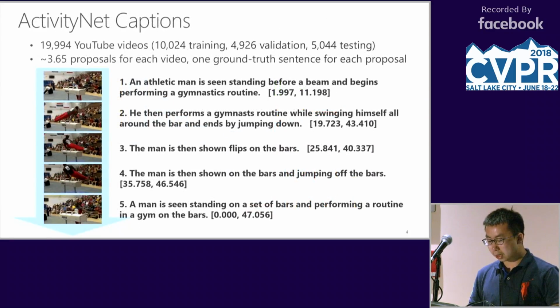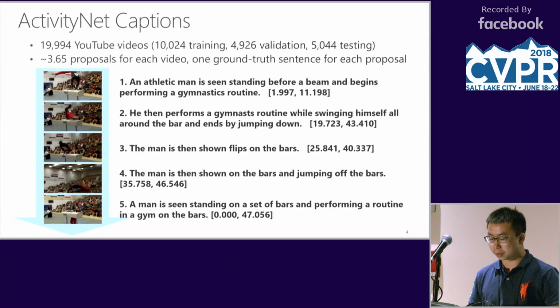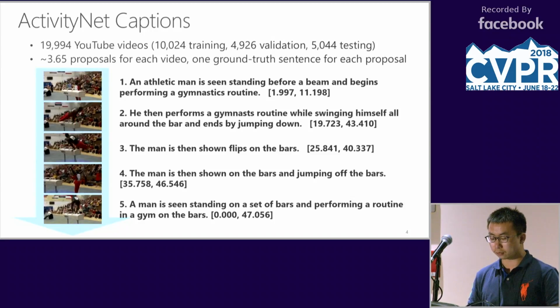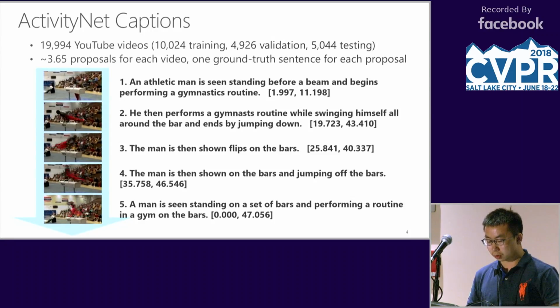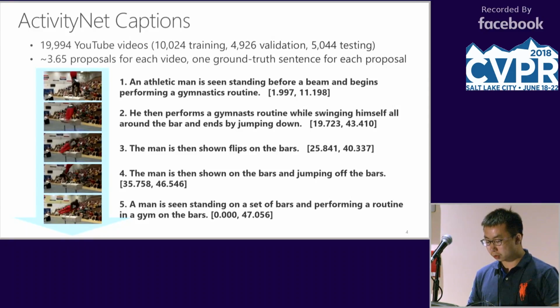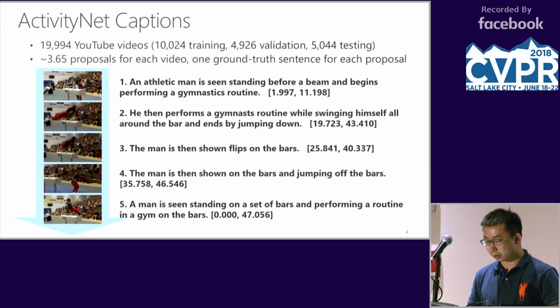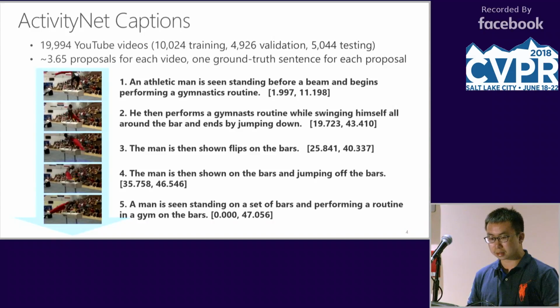To evaluate our approach, we conduct the experiments on the ActivityNet Captions dataset. The dataset consists of about 20,000 YouTube videos, and for each video, there are 3.35 proposals on average and one ground-truth sentence for each proposal. So in the example video, there are 5 temporal proposals, and every 2 proposals may have overlap. Each proposal is described by one sentence.